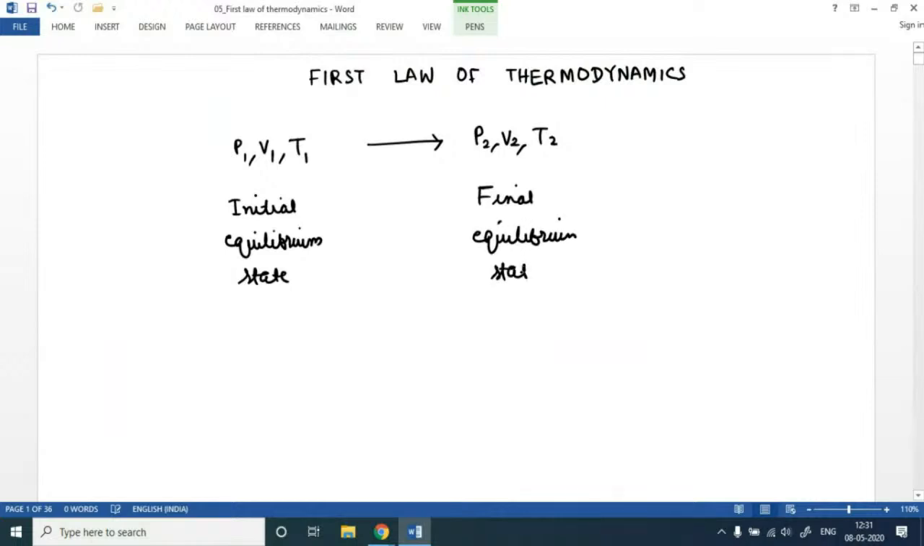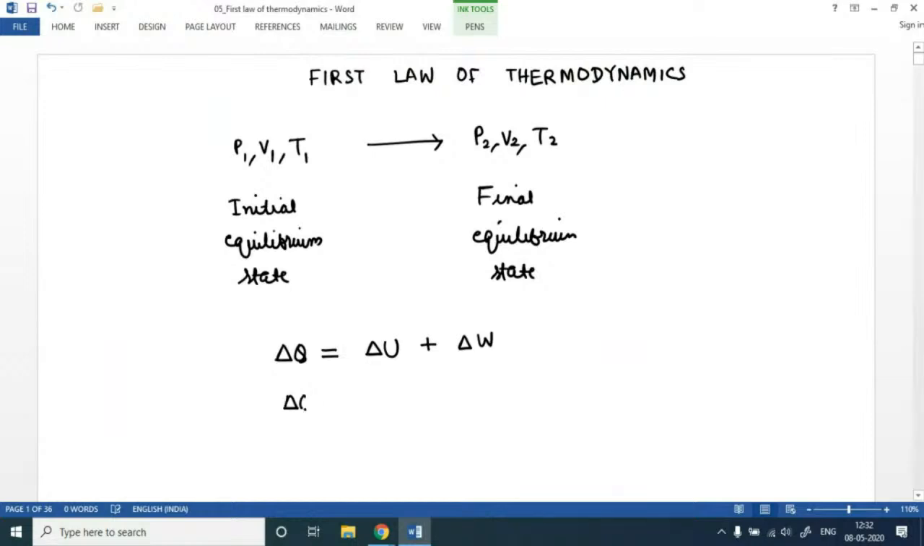When this thermodynamic process takes place, there is some exchange of heat, there is some change in internal energy, and there is some work done by the system. These quantities are related. For example, if delta Q amount of heat is supplied to the gas, it will be either stored in the form of internal energy, so internal energy will increase, and the other part would be the work done by the gas.